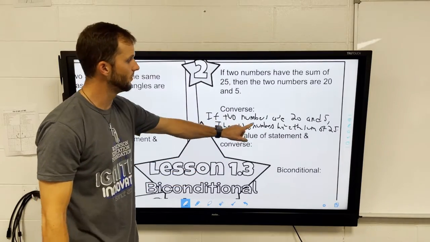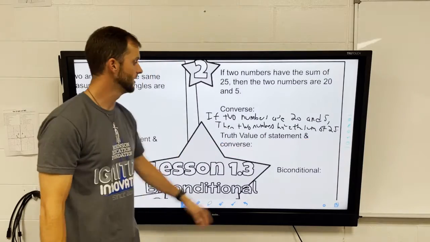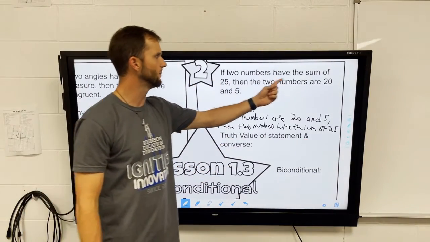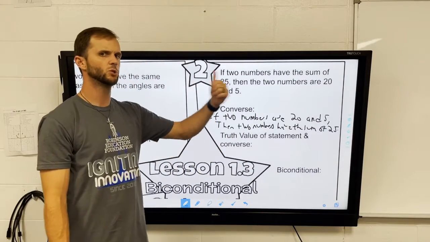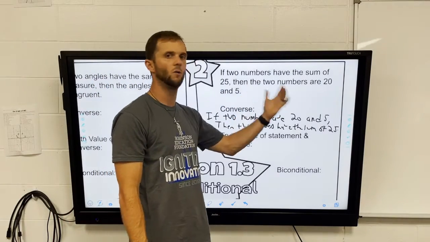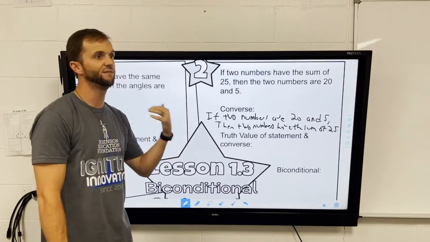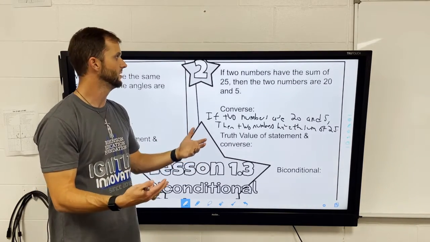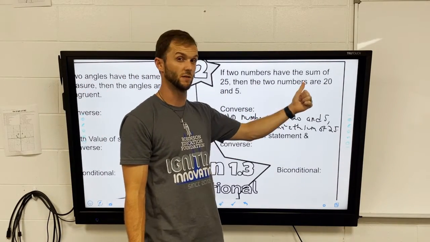Converse: if two numbers are 20 and 5, then the two numbers have the sum of 25. So let's look at the truth value of those statements. Just looking at the conditional, if two numbers have the sum of 25, then the two numbers are 20 and 5. Well, 20 and 5 do add up to 25, but those two numbers don't always have to be 20 and 5. It could be 15 and 10. It could be 13 and 12. Those add up to 25. So by looking at this statement, that's not always going to be true. So that's going to be false on the truth value.